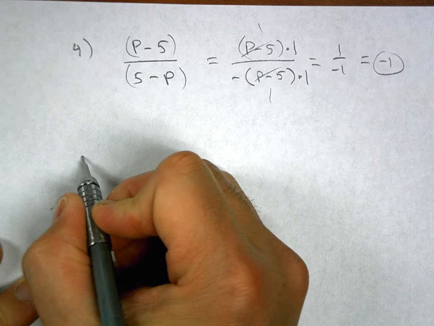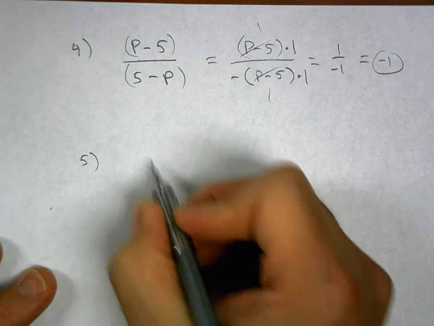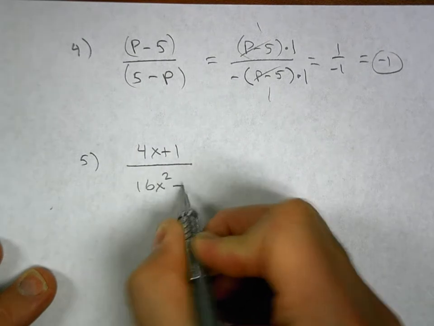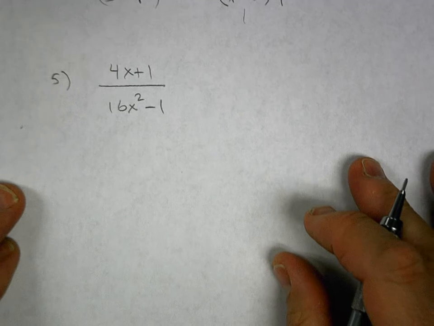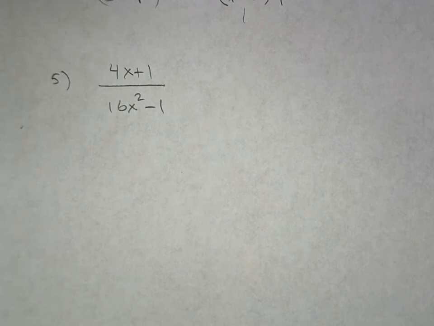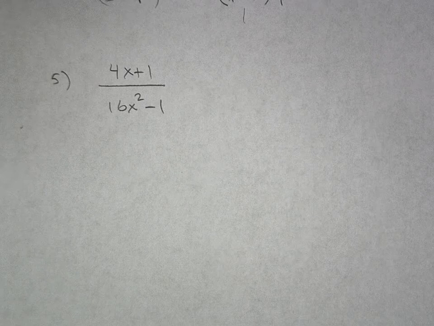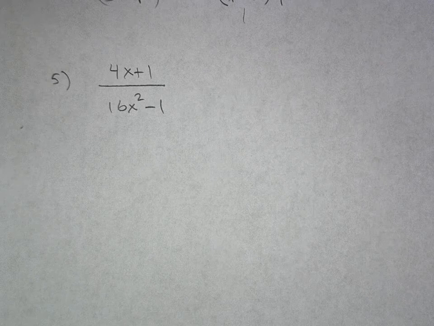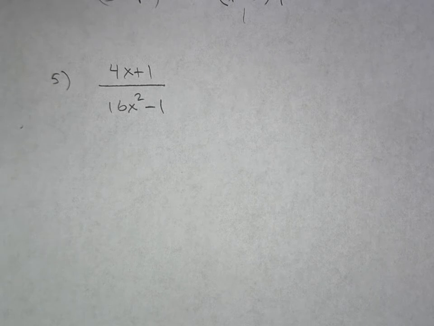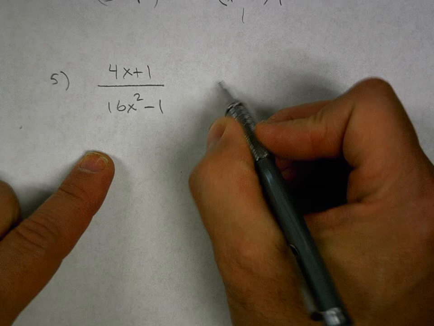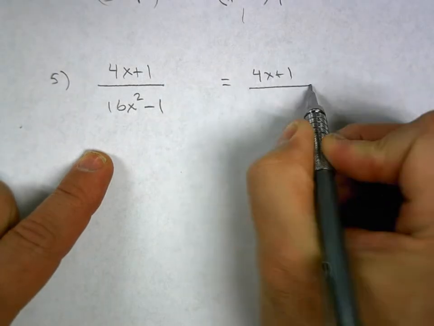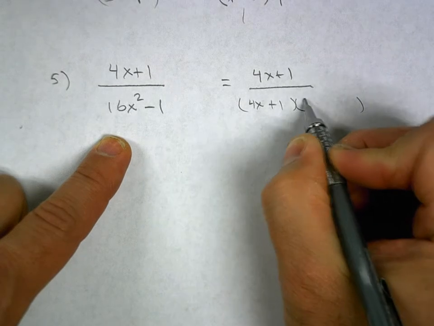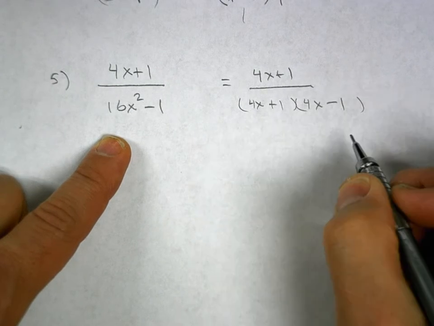Okay, number 5. 4x plus 1 over 16x squared minus 1. So what do we do? We could factor the bottom. Let me rewrite 4x plus 1 over, how does the bottom factor? 4x plus 1 times 4x minus 1. There we go.